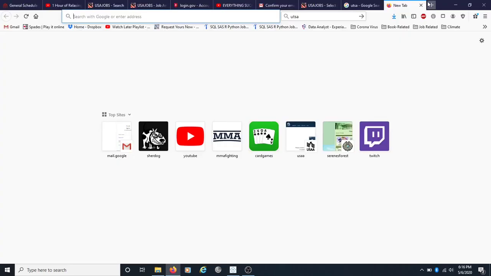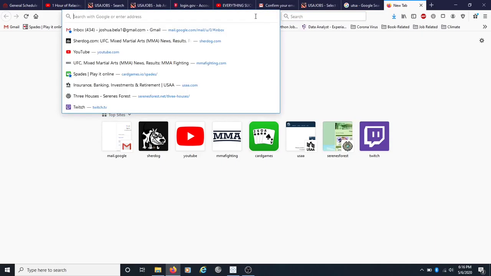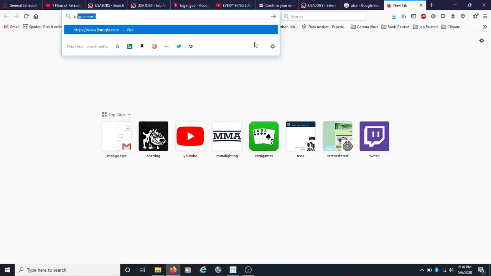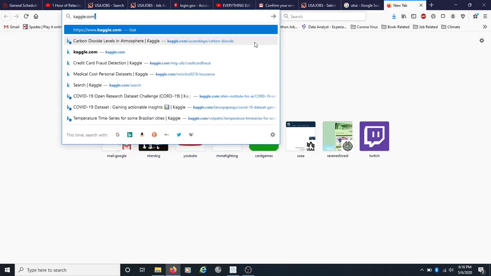And I did a little bit of engineering in R just to clean it up a bit, because if you want to compare this data, I had to make sure they were all by years instead of by days or months. And I got all of this data from Kaggle.com.